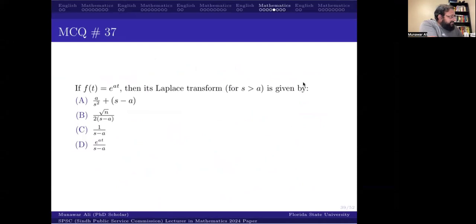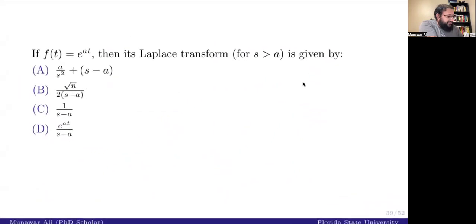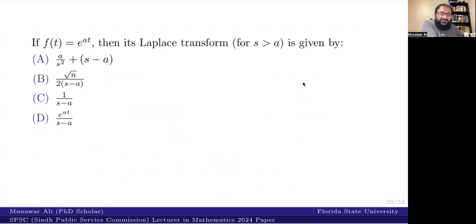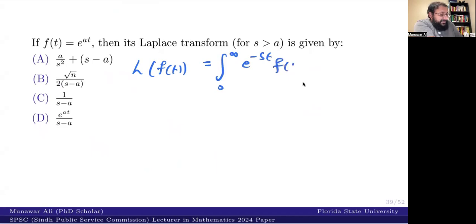Okay, MCQ 27 seems very simple. You have to find the Laplace transform of this function, and most of the times you have some elementary functions and you should know the Laplace transform of those functions. Otherwise, you can explicitly find the Laplace transform of a function if you know the formula, that is the integral from 0 to infinity of e to the minus st times the function dt.